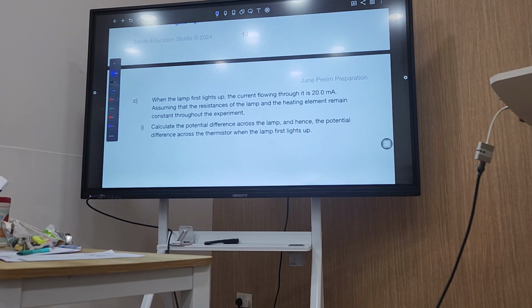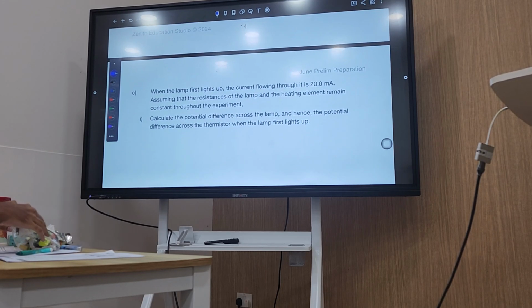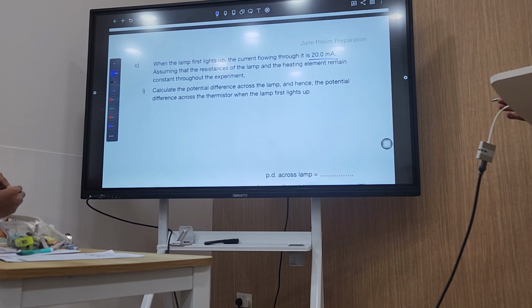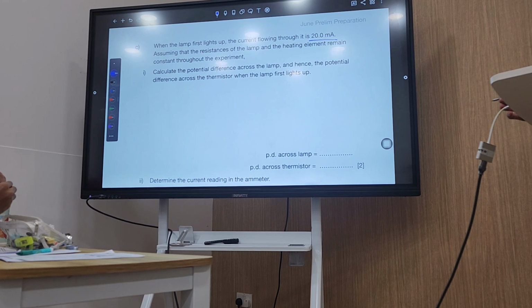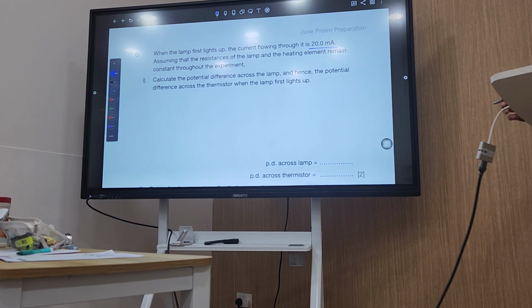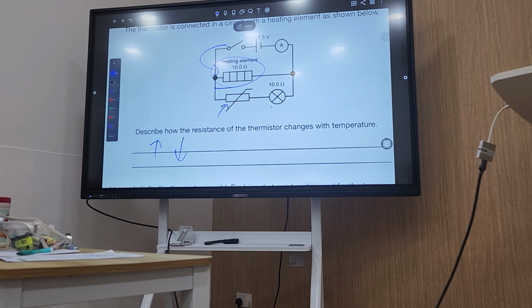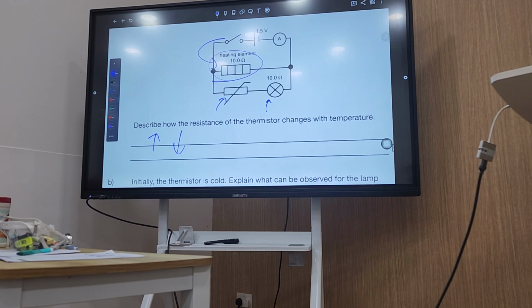Okay. When the lamp first lights up, current flowing through is 20 milliamperes. Resistance of the lamp and heating element remain the same. Potential difference across the lamp. You all need help for this? I believe it is 1.3 and 0.2. Let's see. So we have 1.5 that will be shared between these two. Current flowing through this is 20 milliamperes.